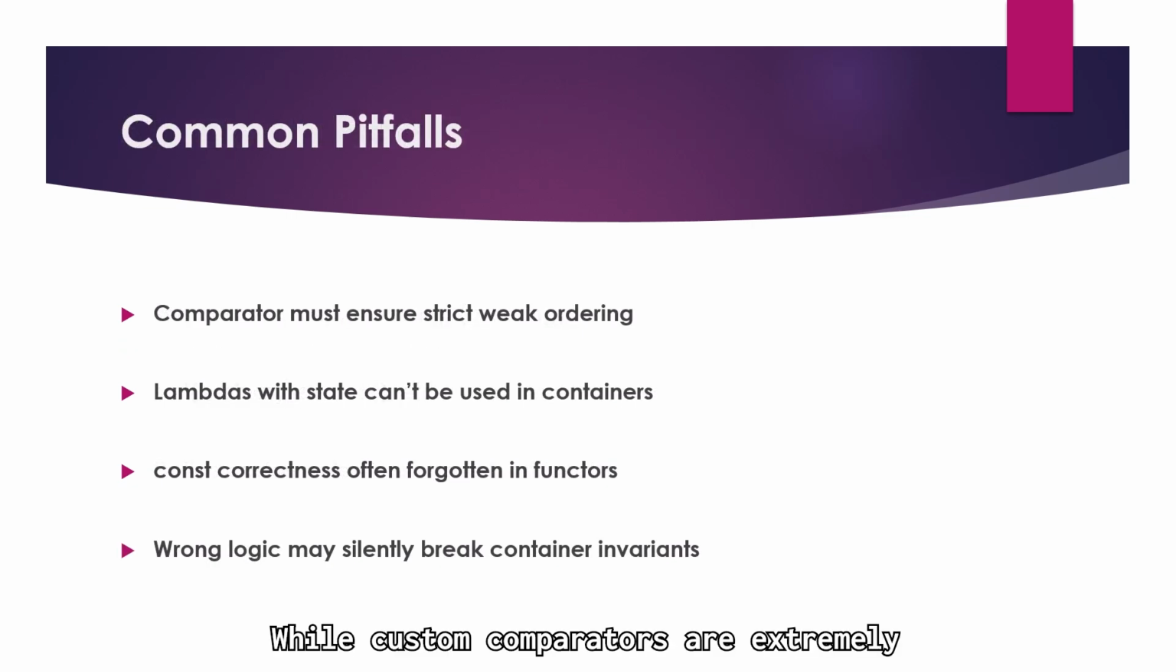While custom comparators are extremely useful, there are some common pitfalls to be aware of. Your comparator must enforce strict weak ordering. This means that if A is less than B is true, then B is less than A must always be false. If this isn't the case, the behavior of containers and algorithms can be unpredictable. Avoid capturing variables in lambdas when used as comparators in containers. This is because containers like set or map may store a copy of the comparator, which could lead to unexpected behavior. Const correctness is essential. Ensure that comparators are marked as const if they don't modify state. This allows them to be used correctly in containers that require const correctness.